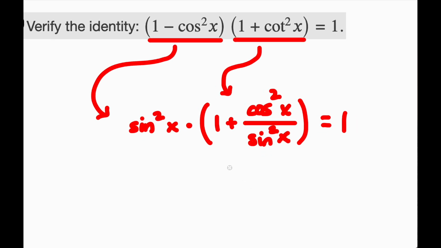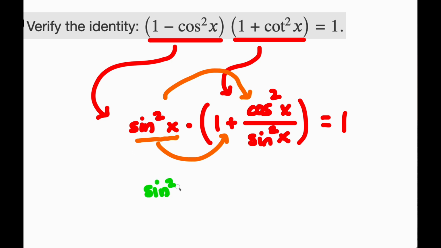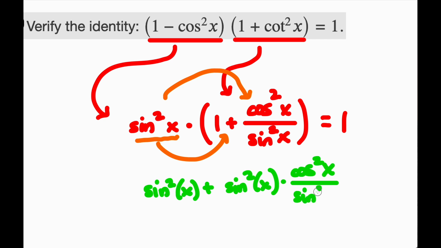Now from here, we're going to simplify this further by distributing. So this part right here, I'm going to distribute it to the 1, and then I'm going to distribute it over here to this cosine squared over sine squared. And you're going to be left with sine squared of x plus sine squared of x times cosine squared of x divided by sine squared of x is equal to 1. So I just distributed that sine squared of x. And what's great about this is it simplifies like so.